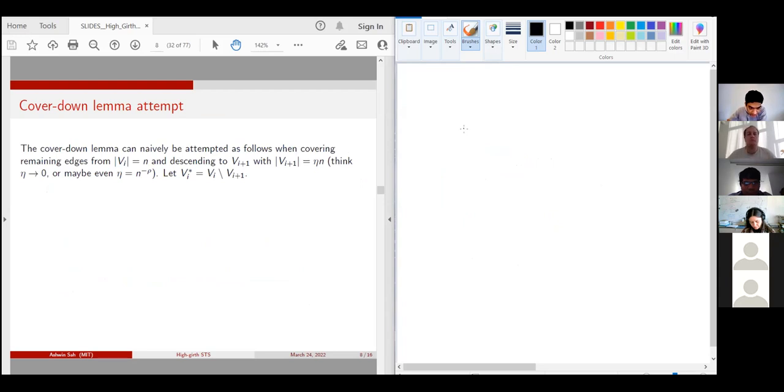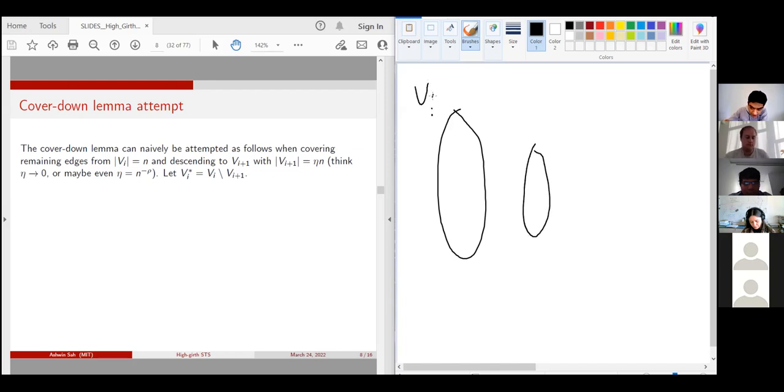So I'm going to try to draw it like this. So here's V_i star, and here's V_{i+1}. So V_i is the union of these two sets, just to be clear. And so we need to cover, so we have something that maybe, let's say for now, is just the complete graph on V_i, which is this whole thing, for now. In reality, it'll be an almost complete graph or something, but let's just say it's a complete graph. And we want to cover with triangles every edge that's outside of V_{i+1}.